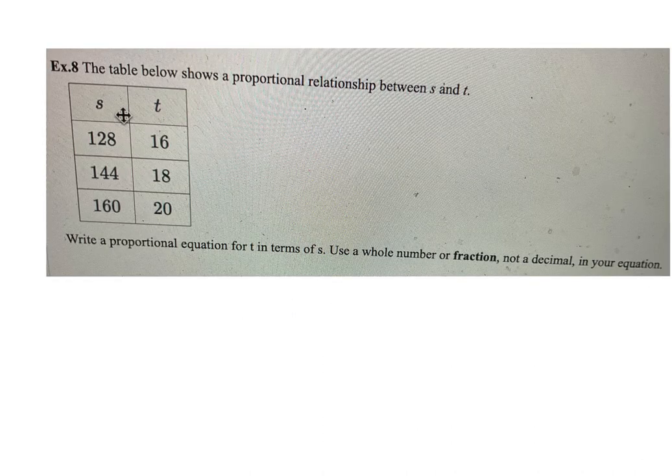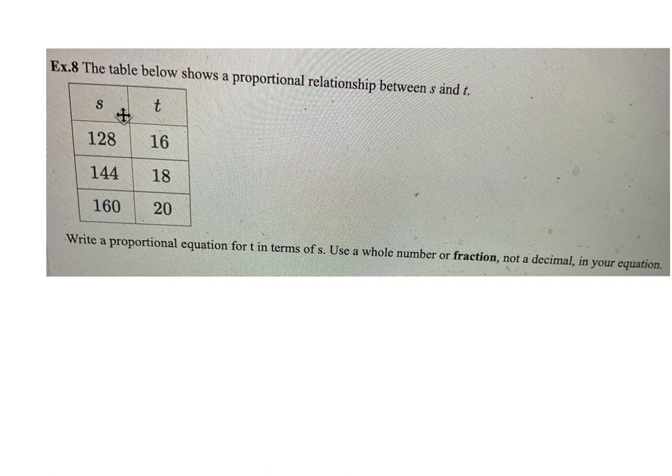All right, again, I don't know if the compression is going to work too good, if these letters will be visible, but example 8, at least the table's visible, and we'll go from there. The table shows a proportional relationship between S and T. Write a proportional equation for T in terms of S. Use a whole number or a fraction, not a decimal, in your equation. So they don't want a decimal here.